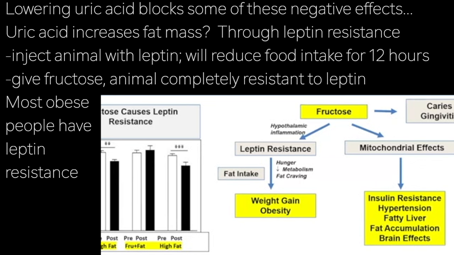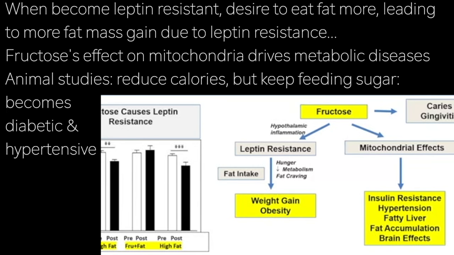And if you block the ability for them to eat more, they won't gain weight. So weight gain is really a calorie-based problem. And when you become leptin resistant, you also start liking fat more, as you probably are aware. And when you eat more fat, that really accelerates weight gain because you're leptin resistant. On the other hand, we found that the mitochondrial effects of fructose were what drove all these metabolic diseases. In fact, we could put animals on caloric restriction and reduce their calories a lot, but if they ate sugar, they would become diabetic, hypertensive, get fatty liver, etc.